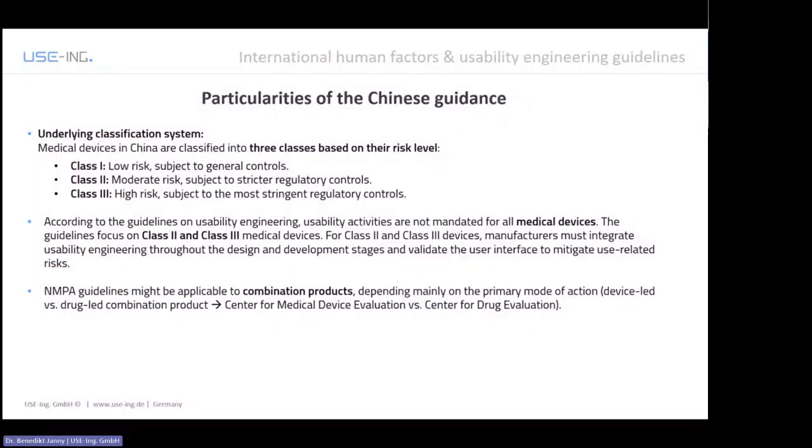The medical devices in China are classified into 3 classes based on their risk level. So we have class 1, low risk, subject to general controls mostly. We have class 2, which applies to a moderate risk, which is subject to stricter regulatory controls, and class 3, the high risk class, subject to most stringent regulatory controls.